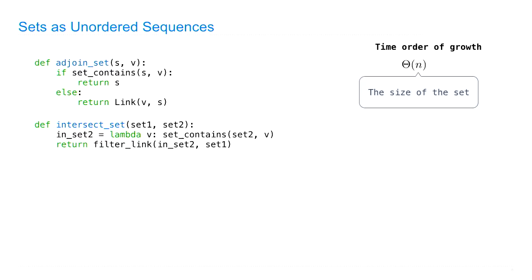And filter link is a function that we wrote a few lectures ago that just returns a linked list containing all the elements for which this function in set 2 returns a true value.